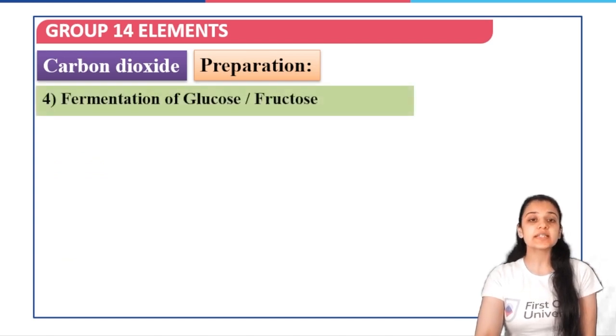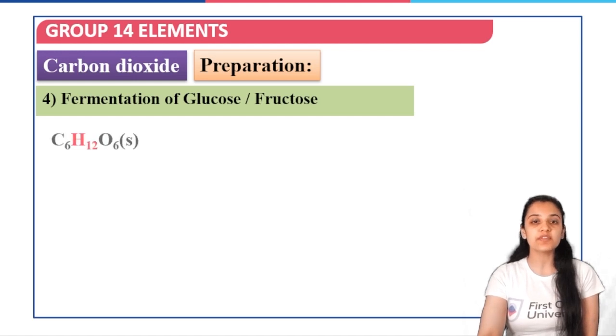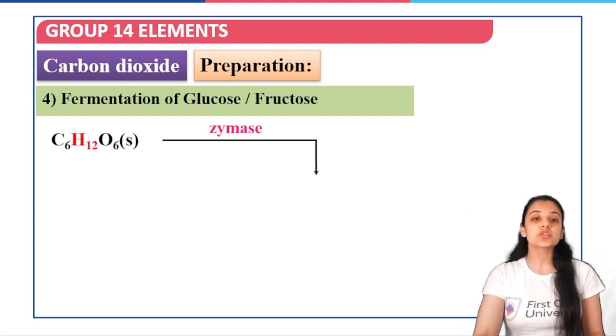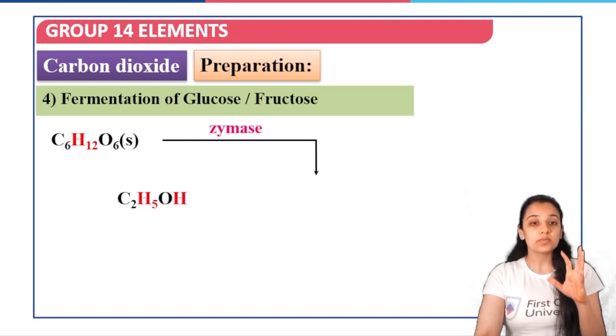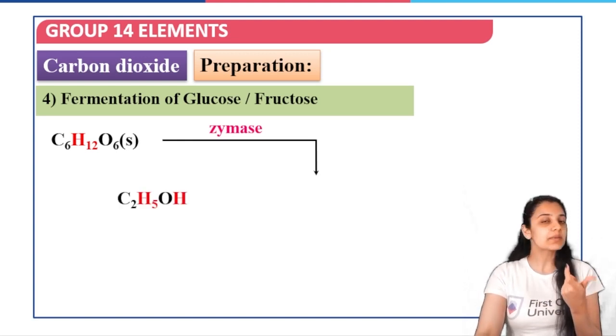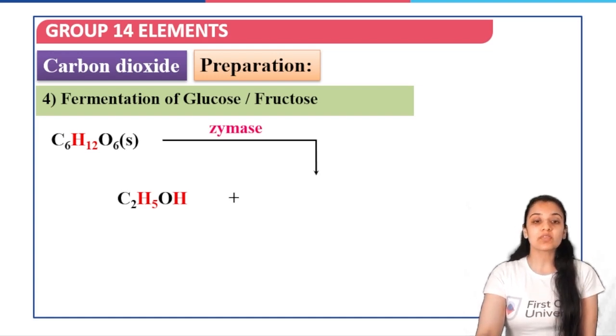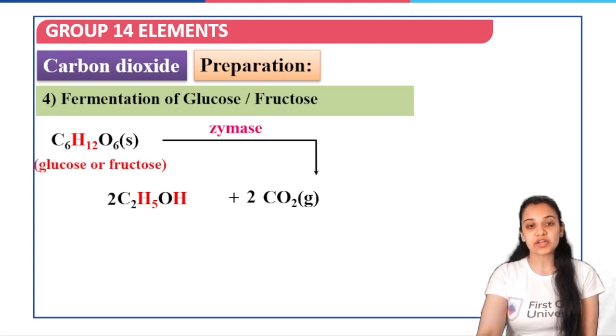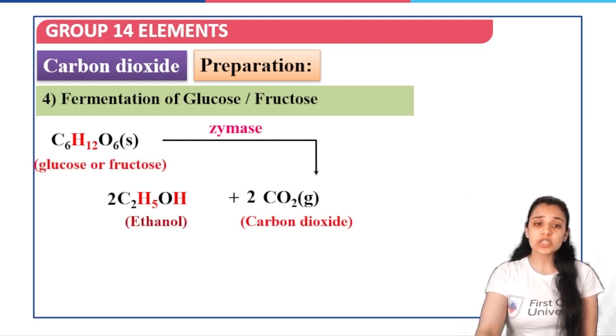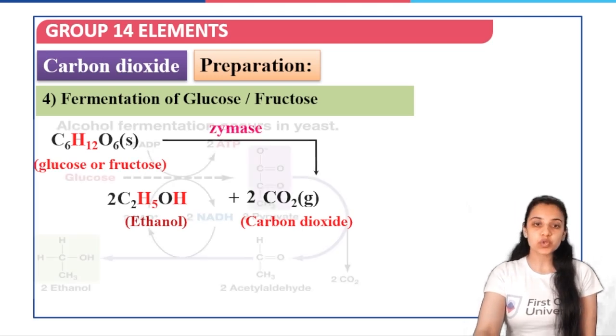The fourth method is fermentation of glucose or fructose. What is glucose? C6H12O6. Now, when this in the solid state is treated with the enzyme zymase, which is one particular enzyme, you do not have to go into details of it, ethanol is going to be produced along with carbon dioxide being released in the gaseous state. So this is also one good method of preparation of not just carbon dioxide, but also ethanol.